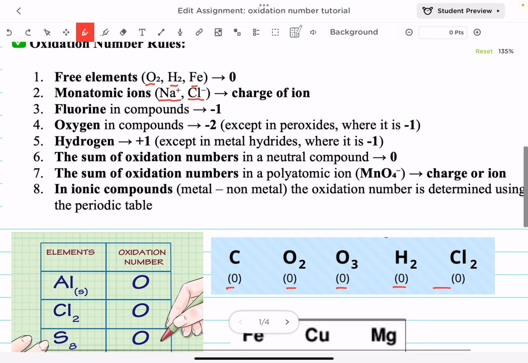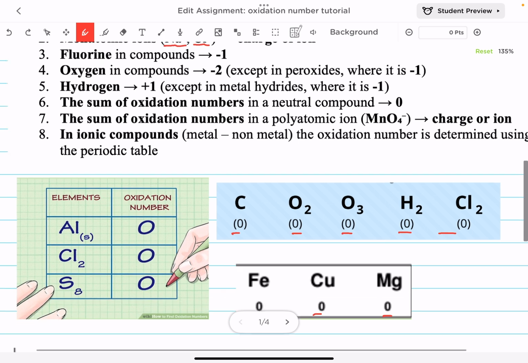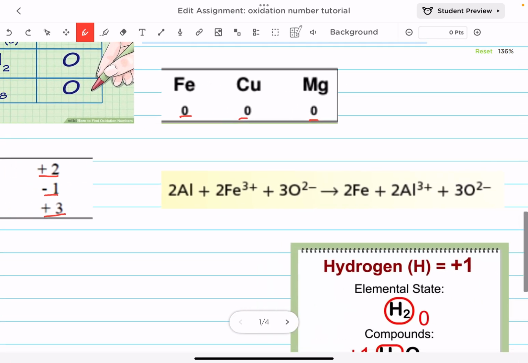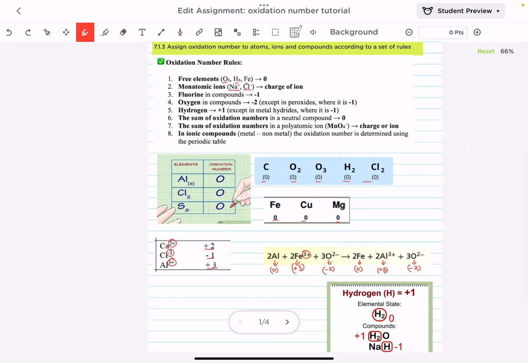Now, the next thing, if I have a monoatomic ion, whatever charge is written on that ion is already the oxidation number. So for example, here +2 is the oxidation number, and -1 is the oxidation number, and +3 is the oxidation number of aluminum. If we take this example, that's a free element, 0. That's a free element, it's 0. However, I can see the charge here, so the oxidation number of this ion is +3, and of this ion is -2.